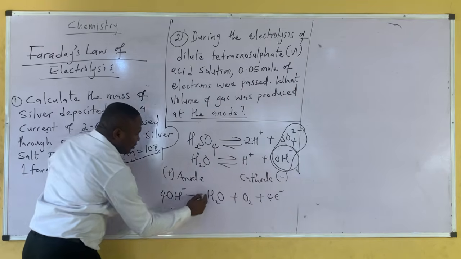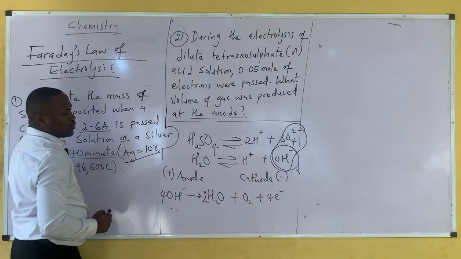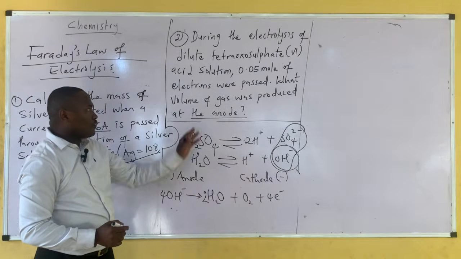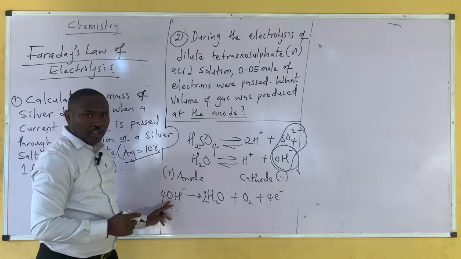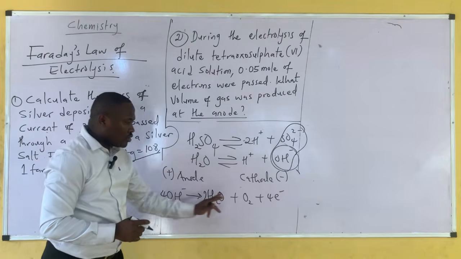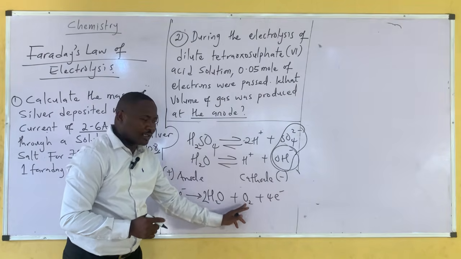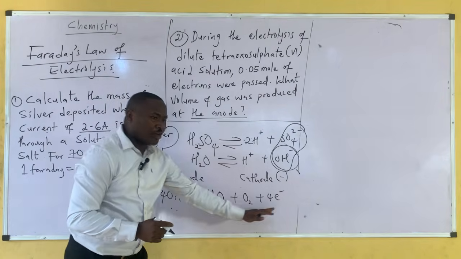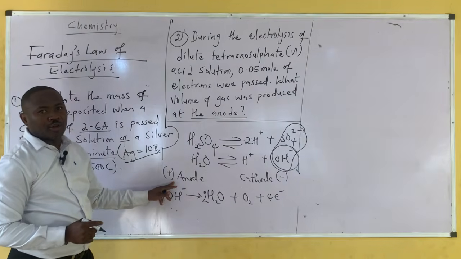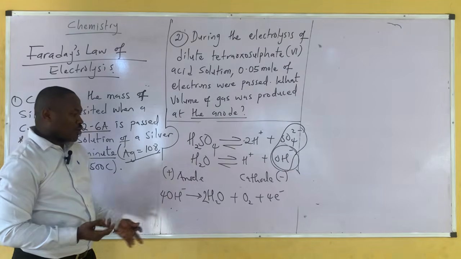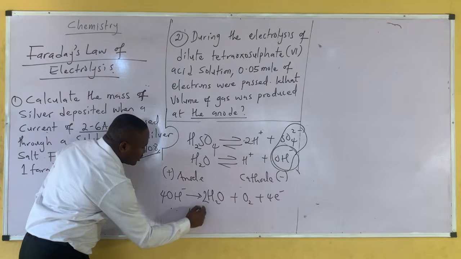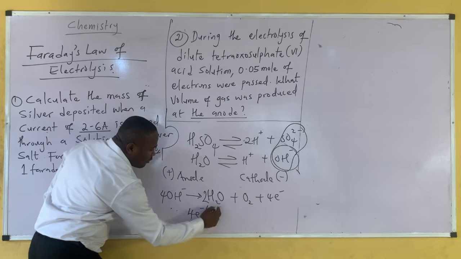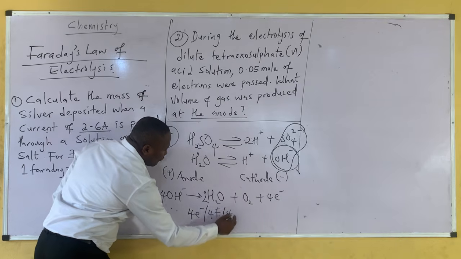So this is 4 and this is 2. So this is the equation for what goes to the anode. So OH minus ion will go to release oxygen gas. So now this is the reaction at the anode. It's called the half-cell anodic reaction. So now what about this? What we have here now is 4 electrons or 4 Faraday.